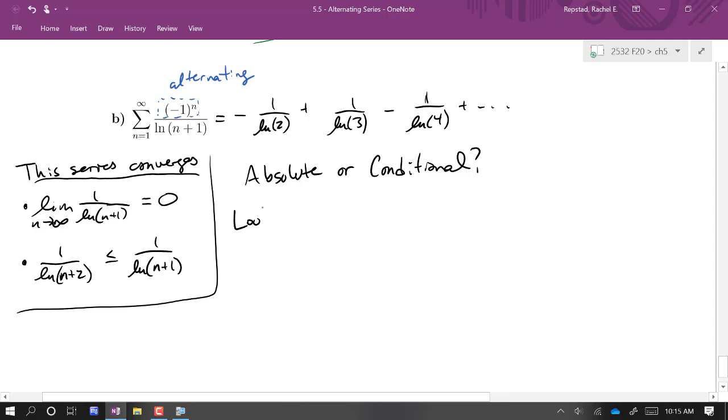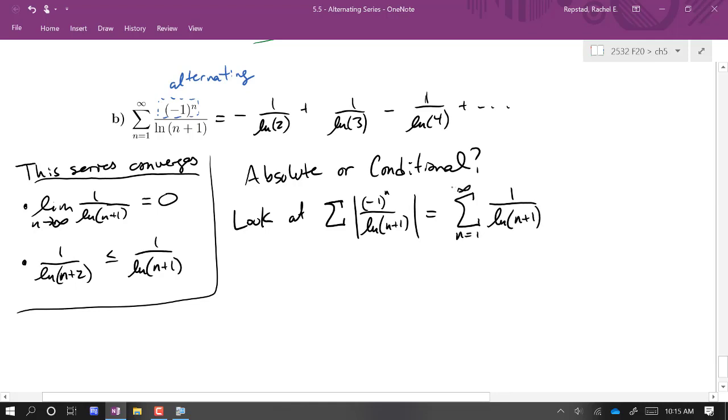So what we need to do is look at the series we get when we make all the terms positive. Now, when we're applying the absolute values, it should be noted that when n is at least as big as 1, ln of n plus 1 is positive. So applying the absolute value is just going to make the numerator equal to positive 1, which allows us to write it in this simpler form.